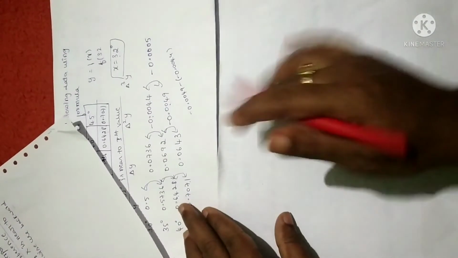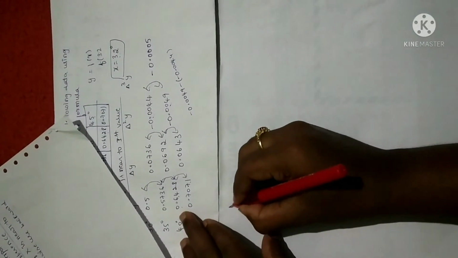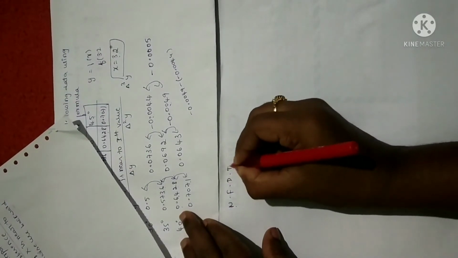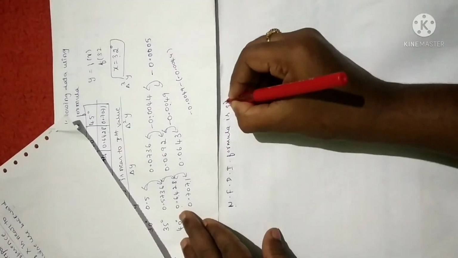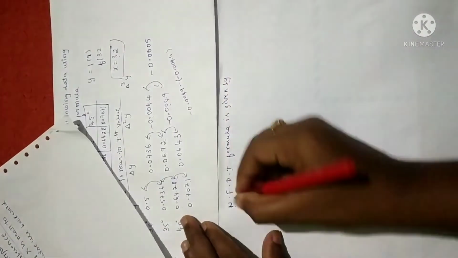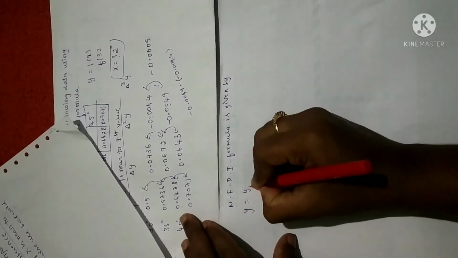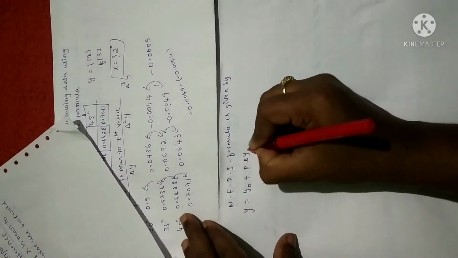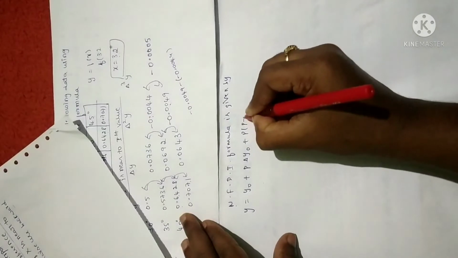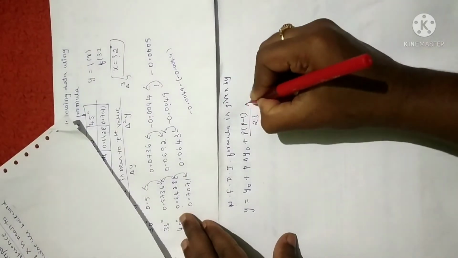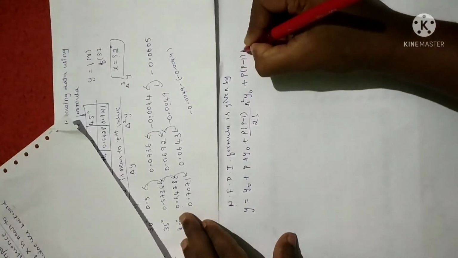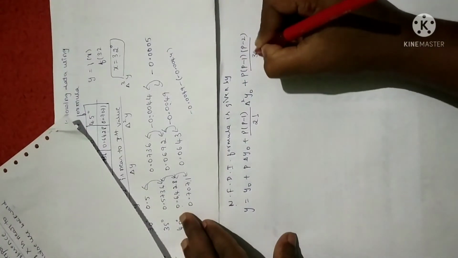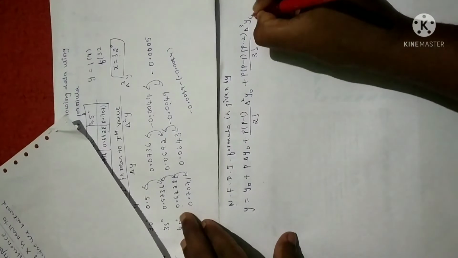So let me write here the formula, that is, Newton forward difference interpolation formula is given by: y is equal to y naught plus p into delta y naught plus p into p minus 1 divided by 2 factorial into delta square y naught plus p into p minus 1 into p minus 2 divided by 3 factorial into delta cube y naught.